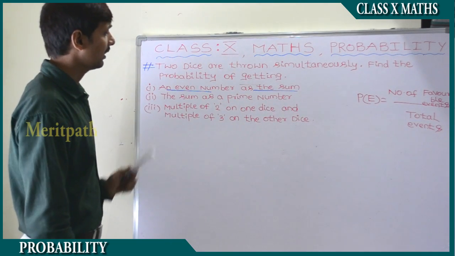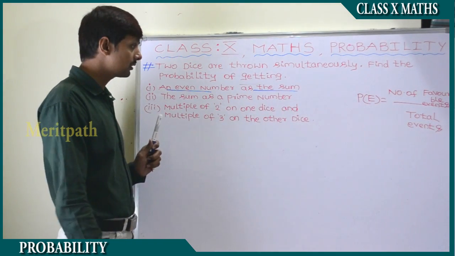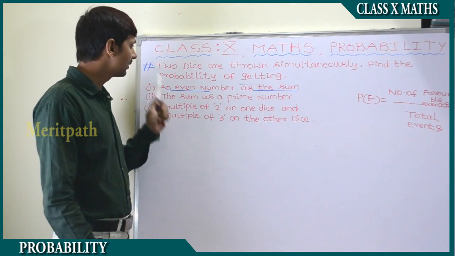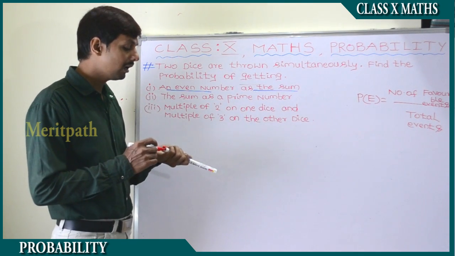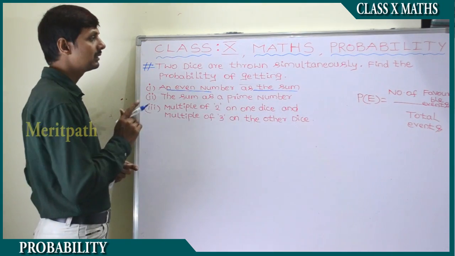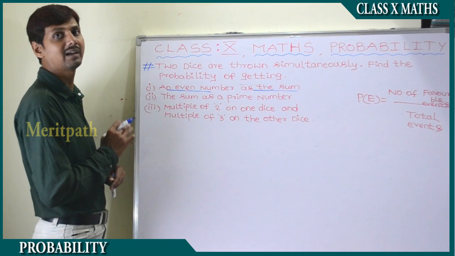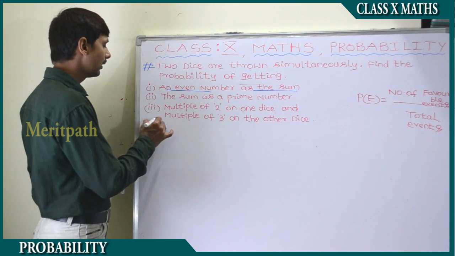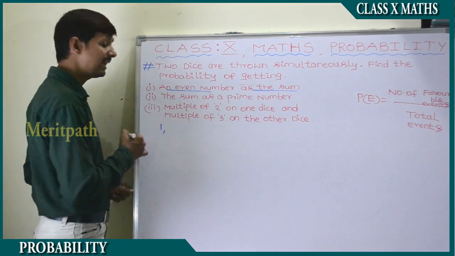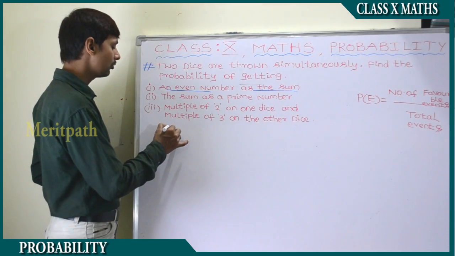We use this formula to find all three: the first one, the second one, and the third one. Let's find all the events. What are the possible events in the random experiment? Let's take the events that can occur: on the first dice 1, on the second dice also 1.